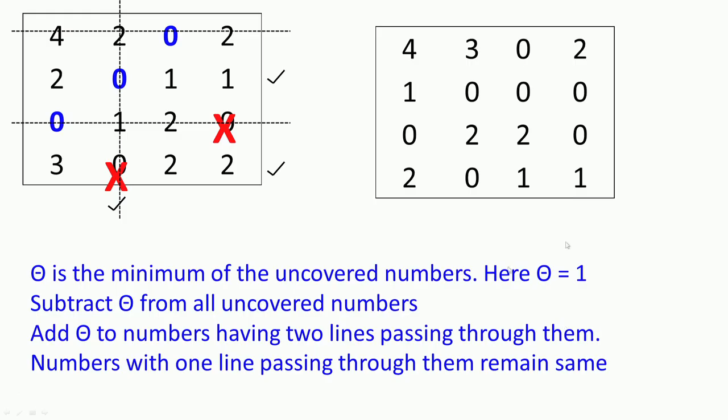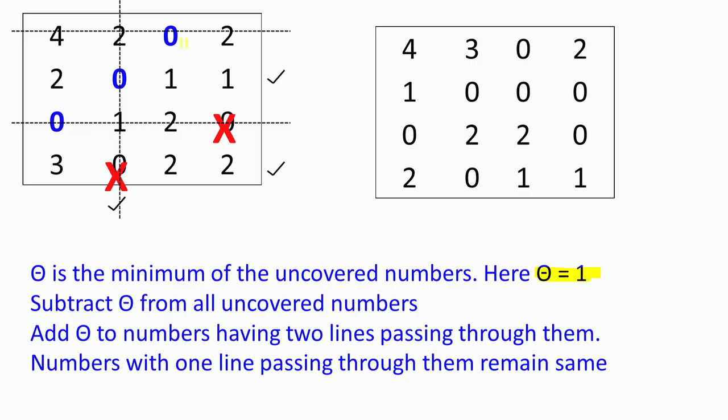So I am just showing that modification. Again I am showing the ticks and all that, the minimum is 1. So 4 has only one line passing, 4 remains as 4. 2 has 2 lines passing, 2 becomes 2 plus 1, 3, because theta is equal to 1.